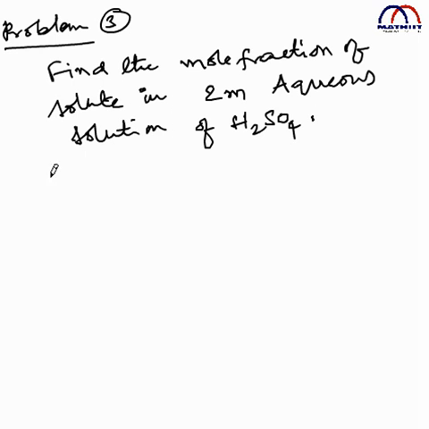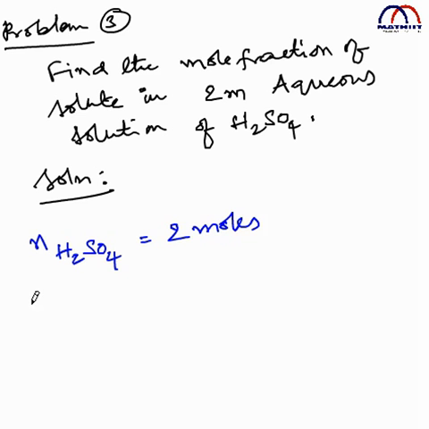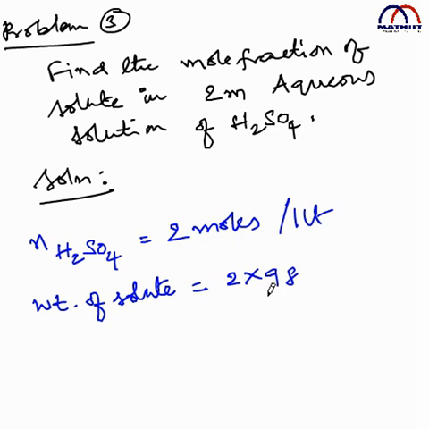Now the solution of this problem here is that the number of moles of sulfuric acid, I can directly take it as 2, because 2 moles are present there. Now, how much weight of solute is present there? Where are these 2 moles present? 2 moles are present in 1 liter there. The weight of the solute is equal to 2 into 98, that is nothing but 196 grams we are getting here.